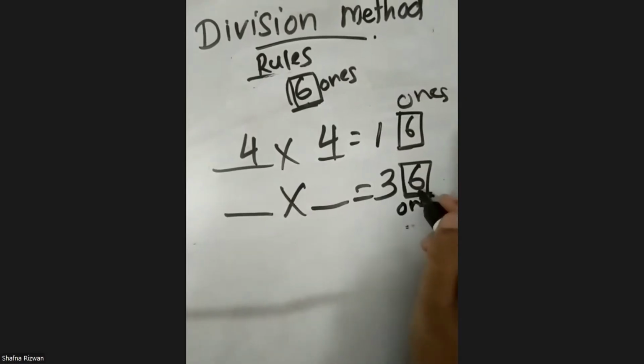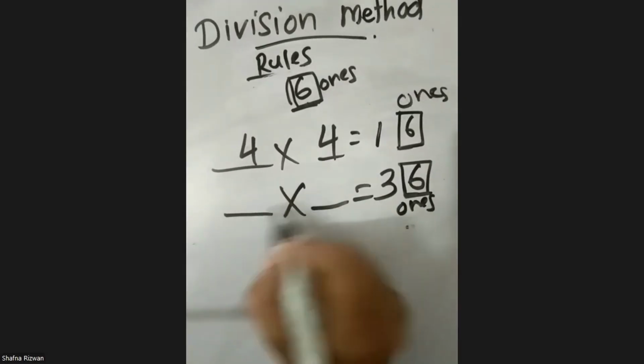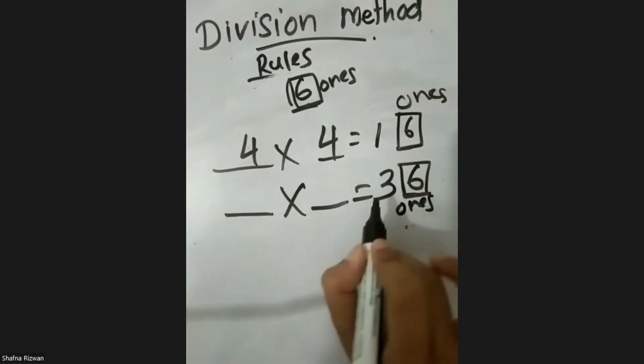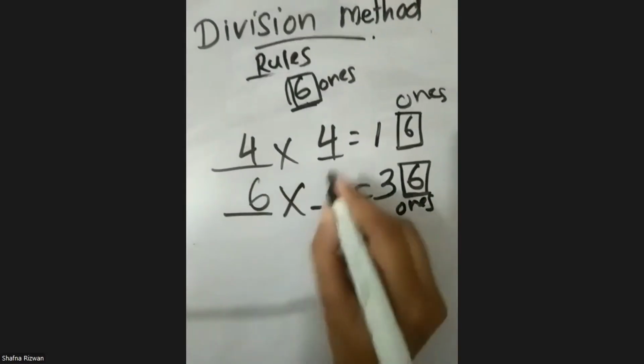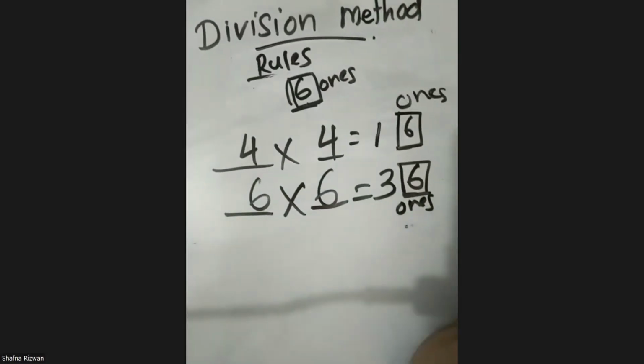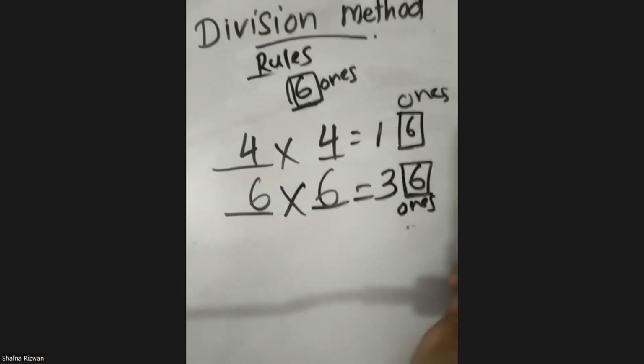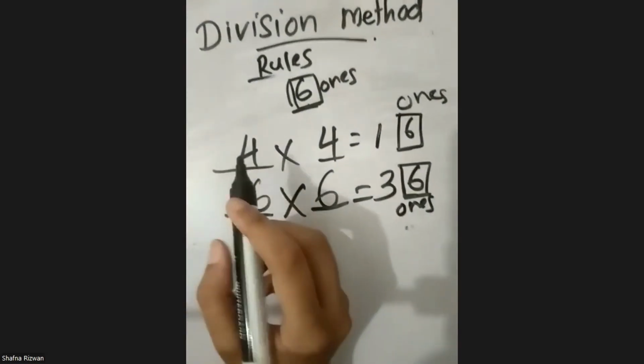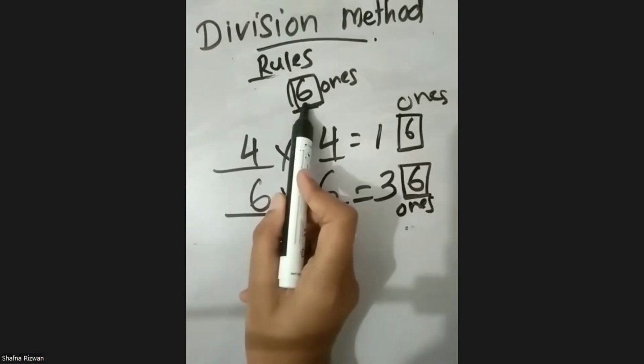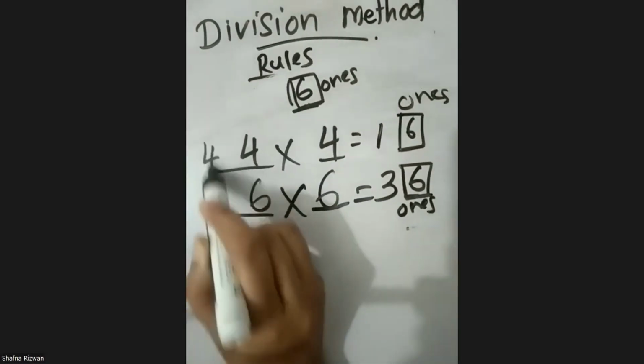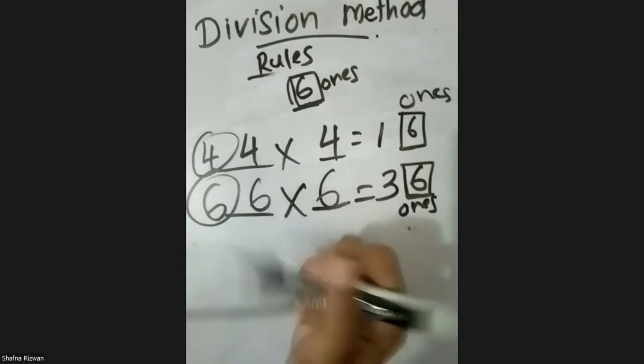That is 6. So what are the two numbers that you have to multiply to get 36? That is 6 multiplied by 6. It will give you how much? That is 36. Now what are the two numbers that you need to get 6 in your ones place? That is 4 and 6.